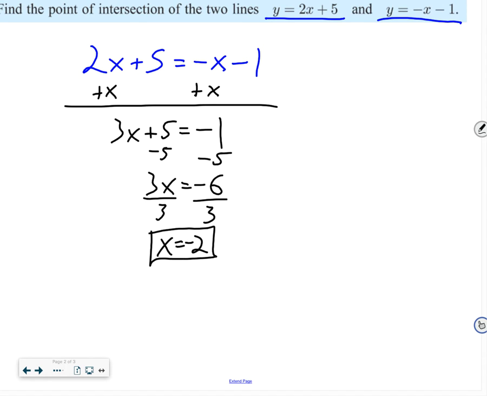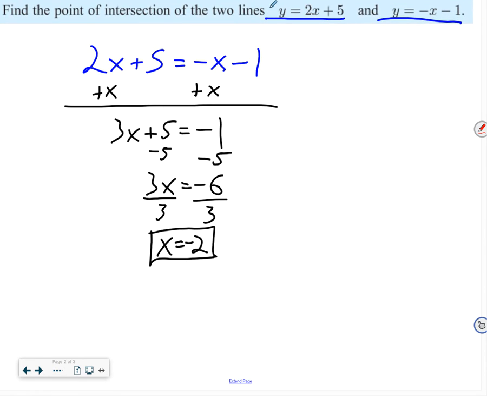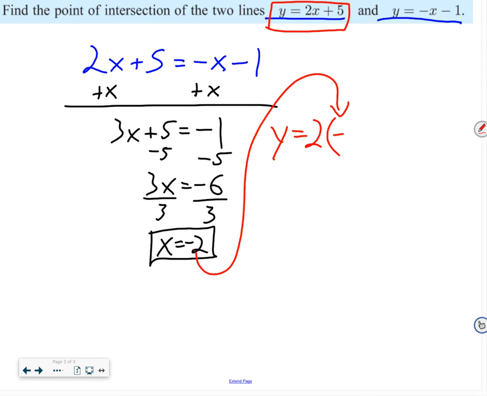Okay, since I have the solution for x, again, I'm going to plug it in. This time I'm just going to do one of them. Usually when I choose, I like to pick ones that seem easier for me to calculate. I like this first one here because I don't have any other negative numbers, so there's less likelihood I'm going to make a mistake. So y equals 2, plug in my x value here, negative 2, plus 5. Okay, I get y equals negative 4 plus 5, y equals 1.